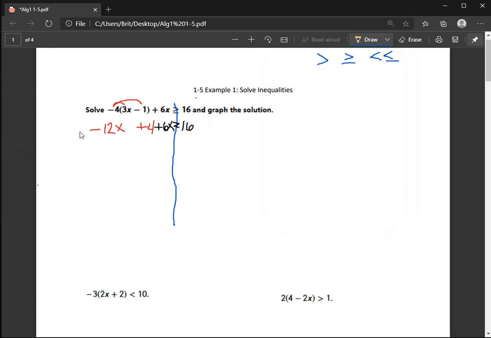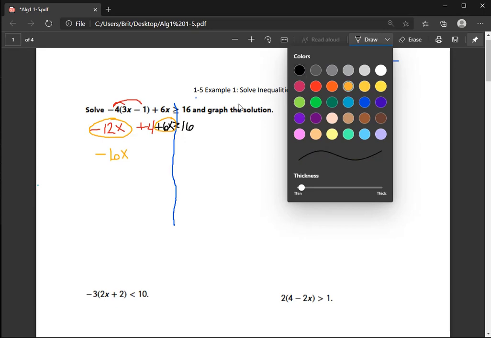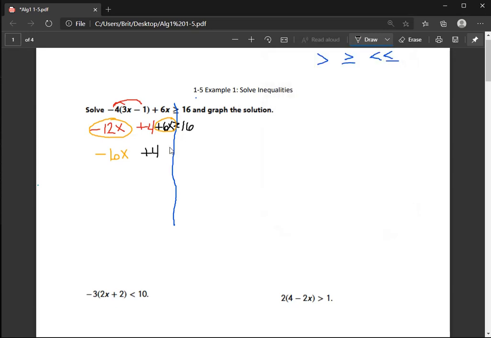The next thing that I tend to do is collect my like terms. Here I have a -12x, and here I have a plus 6x. That's a total of -6x. Then I write in the rest of my equation.